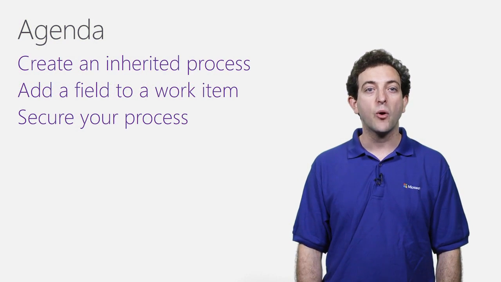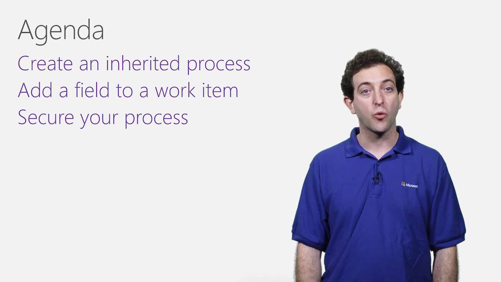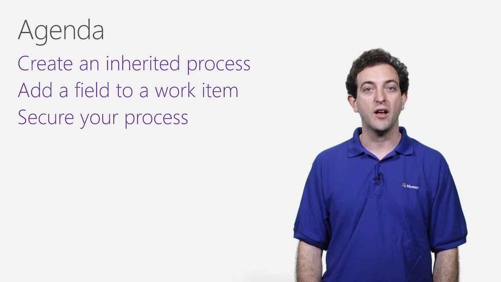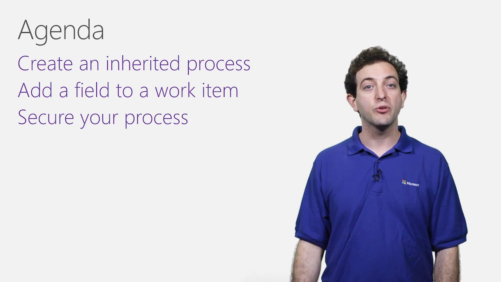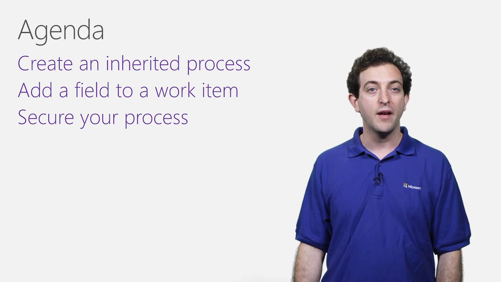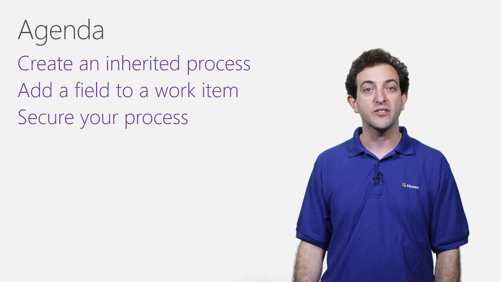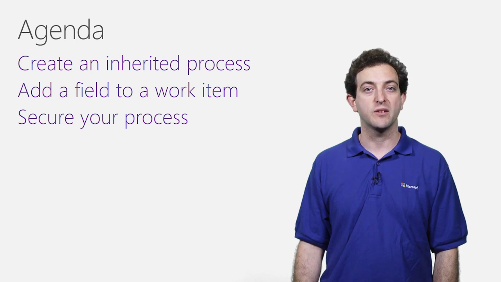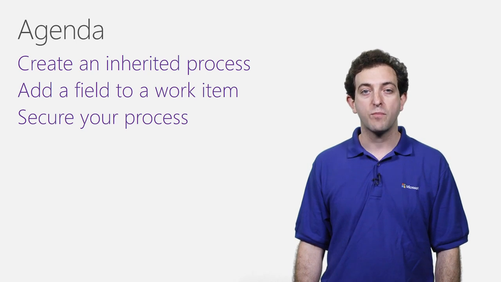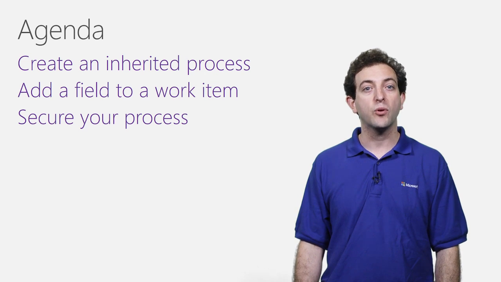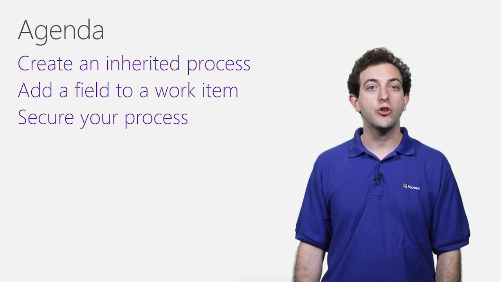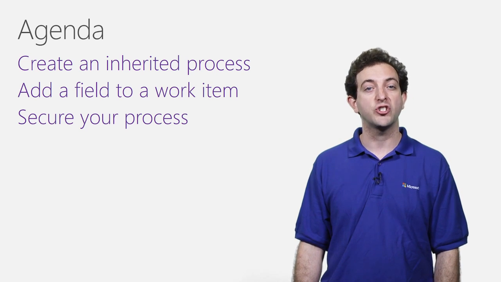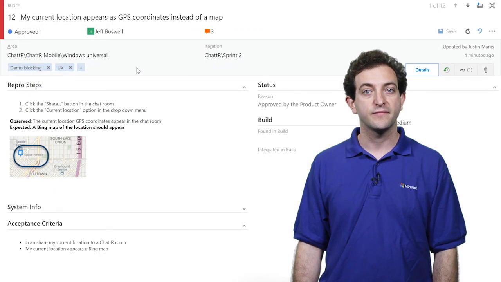In this video, I'm going to show you how to add custom fields to your work item types in Visual Studio Online. The first step is to create an inherited process which enables you to use our Agile, Scrum, and CMMI processes as a base, and augment them with your own customizations. Once the inherited process is in place, I'll add a couple custom fields to an existing work item type. Finally, I'll show you how to administer which users can make changes to your process.